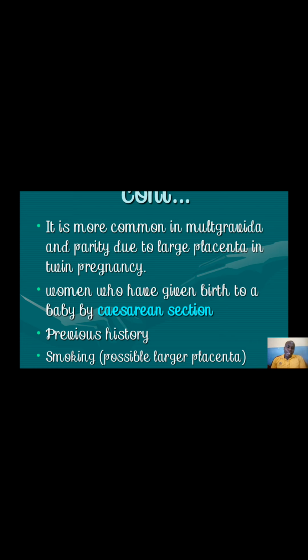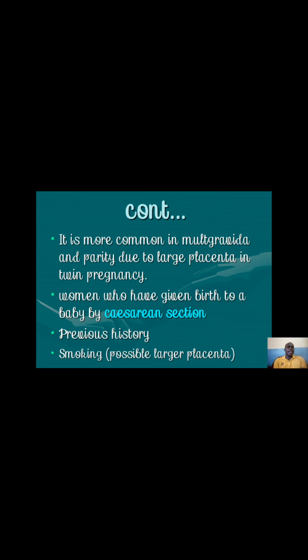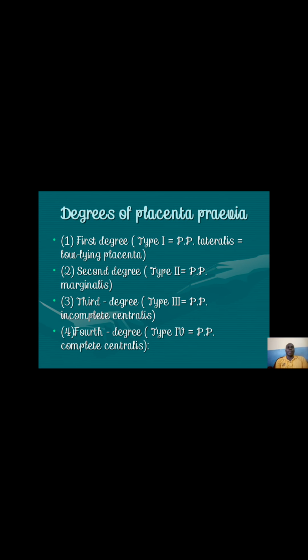Previous history, if kwamba mimba ya kwanza ulikuwa na hiyo placenta previa, it is likely kwamba even this pregnancy may have a placenta previa. But also smoking, possible large placenta. Smoking literature zinasema kwamba smoking inapelekea largeness of the placenta. Kwa placenta ikiwa kubwa unakuta ina extend hadi to the lower part of the segment. Tukumbuke kwamba placenta may attach totally or partially to the uterine segment, but all are classified as placenta previa.